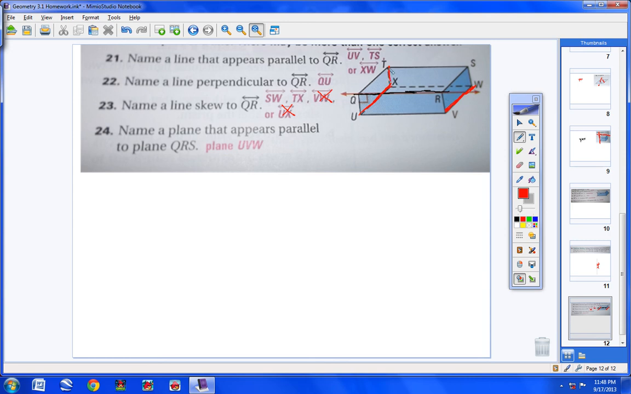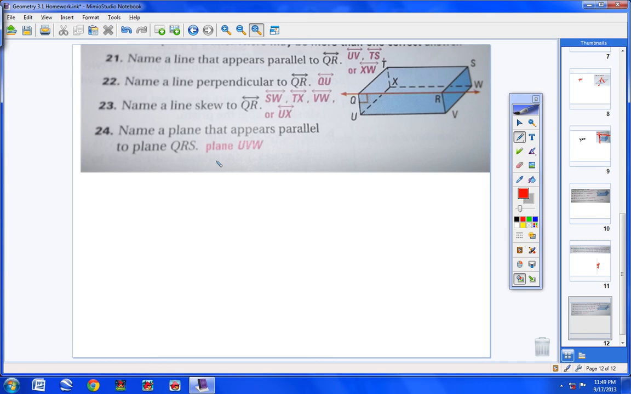TX, definitely. TX is going up and down. So if you looked at it continuing going up and down, it's in different planes, and it would never intersect QR. And then SW over here would continue going up and down, up and down. It would be in a different plane. It would never intersect QR. So those are examples of skew lines.